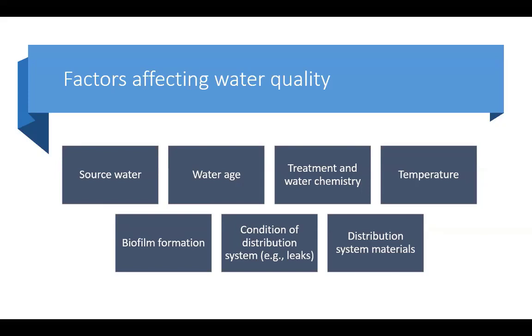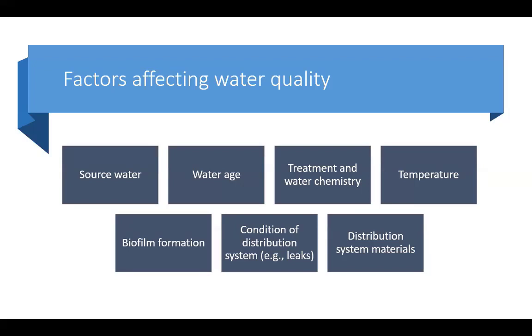Treatment and the water chemistry plays a significant role. So for instance, reduced pH will tend to promote corrosion, dissolution of metals in the distribution system. Temperature will also play a significant role. You saw that with the chlorine decay experiment. Higher temperatures resulted in more rapid chlorine decay. Lower temperatures, lower rates of decay.